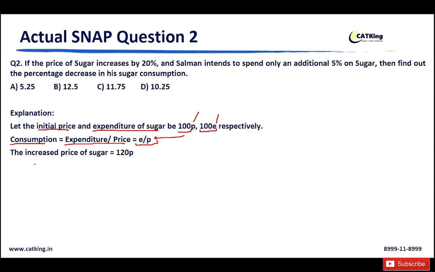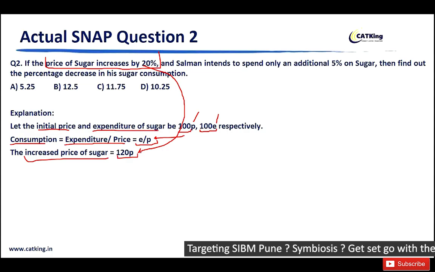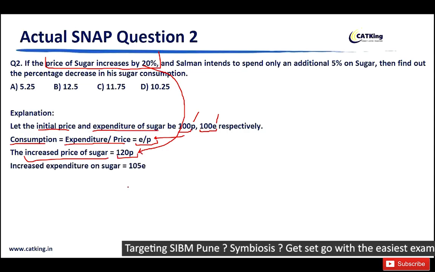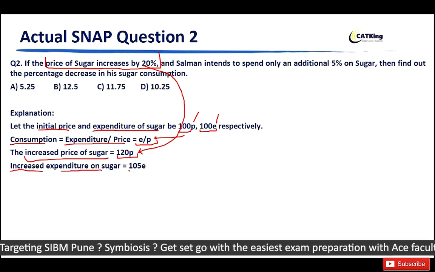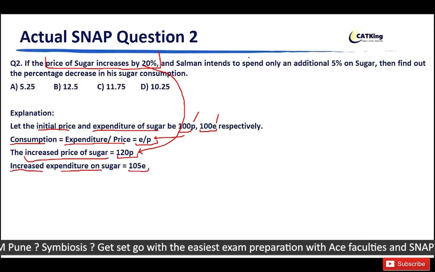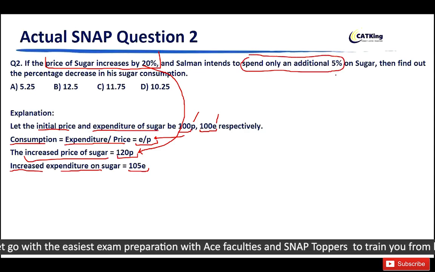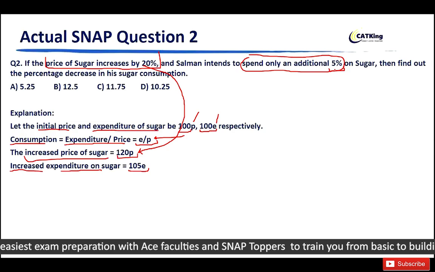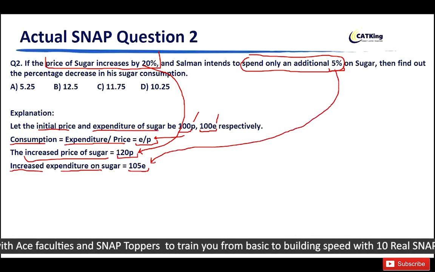Now the increased price of sugar will be 120p because the price of sugar has increased by 20%. So if you have an increase of 20% on 100, it will be 120p. Similarly, increased expenditure on sugar will be 105e because Salman will spend only an additional 5% on sugar. So additional 5% means 5% more on expenditure, that is from 100 I get 105e.